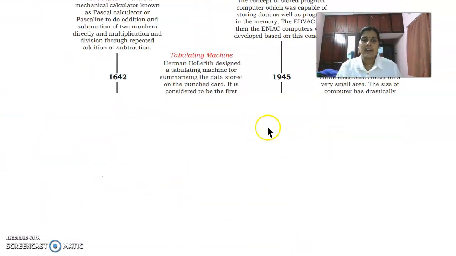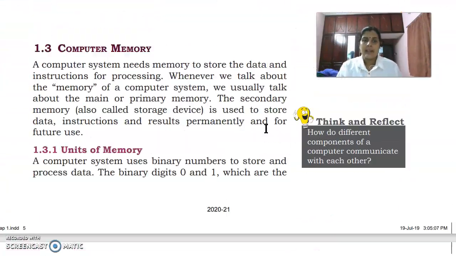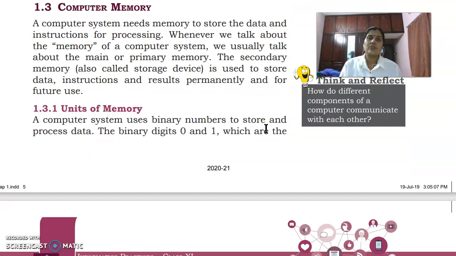So let's start our class with memory. In this memory, today we are going to discuss units of memory and types of memory. Types of memory means primary memory, secondary memory and cache memory. As the name implies, memory is used to store data and instructions. This data and instruction are used for processing.